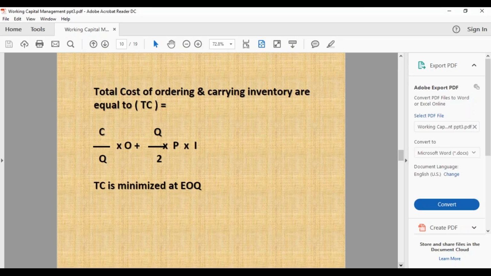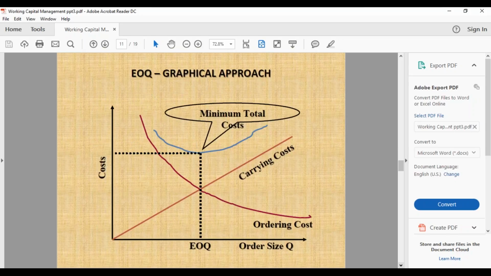When you are placing an order which is the same as the economic order quantity for the firm, then the total cost of ordering and carrying inventory is also minimized. This is the minimum level for ordering and carrying cost at the same time, because you are minimizing the losses and maximizing the profits. This is the optimum level of inventory. Here you can see a graph of ordering cost and carrying cost.